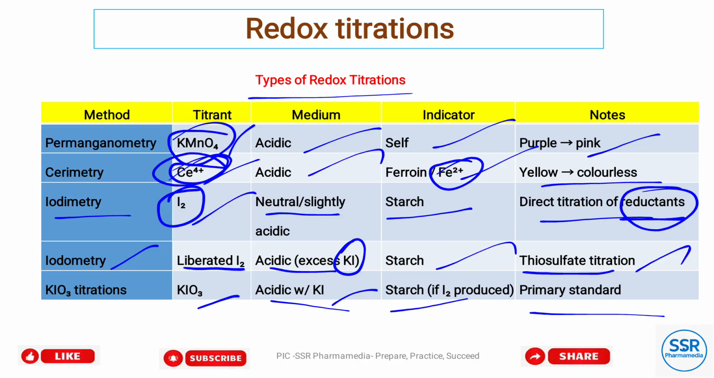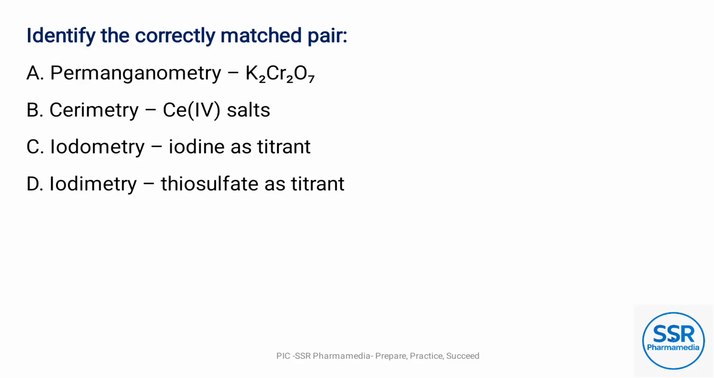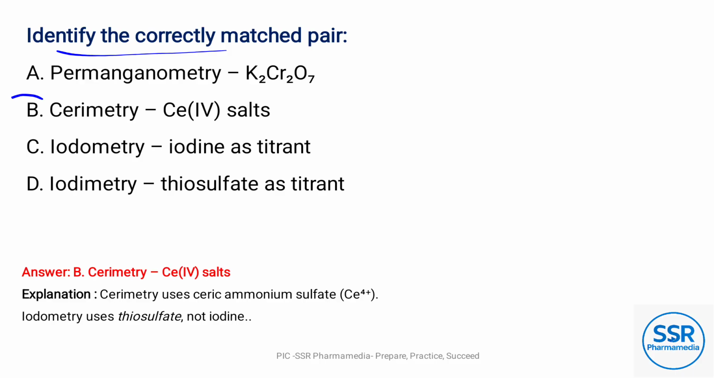Ceric ions. Identify the correctly matched pair. Option B, cerimetry uses ferrous salt. Cerimetry uses ceric ammonium sulfate. Iodometry uses thiosulfate, not iodine.